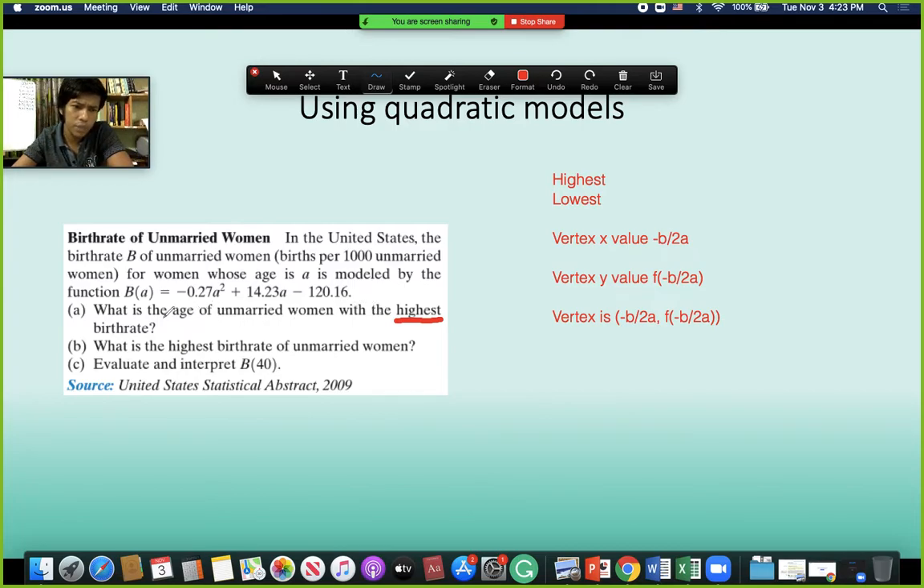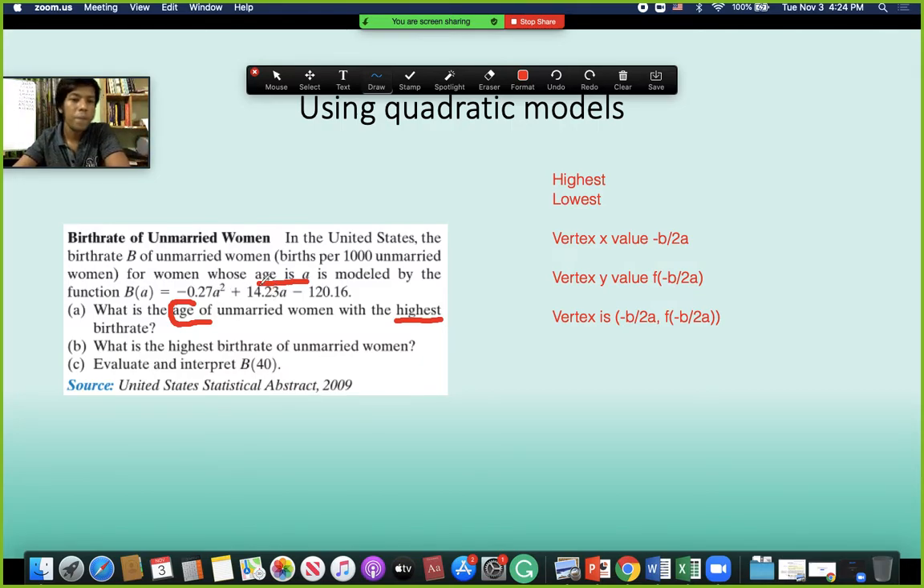So what is the question? What is the age of this and that? That means they are now extending the thing. The question here is age. So what is the age? That means they are talking about the age. And what is the age in this question? Age is a. That means they are talking about this a. That means find out the value of a, the vertex a value.